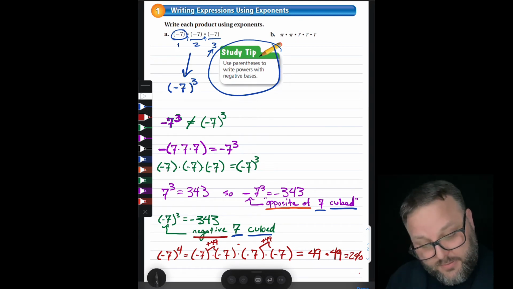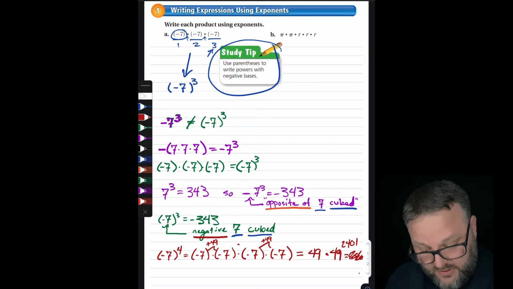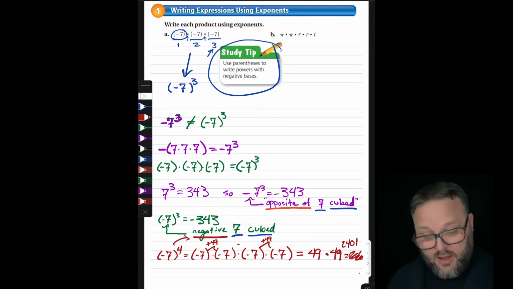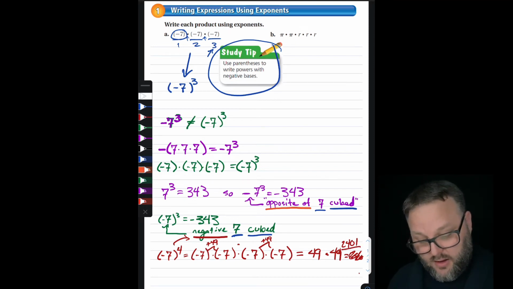All right, I ran out of space, so I'm going to cross it out there and say 2401. Okay? So here, if I took this to one more exponent, I went to the 4th instead of the 3rd, I get a positive 2401. Now, here's what's going to happen if I do the opposite.